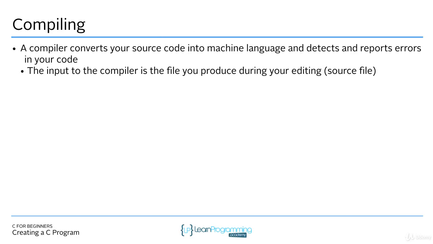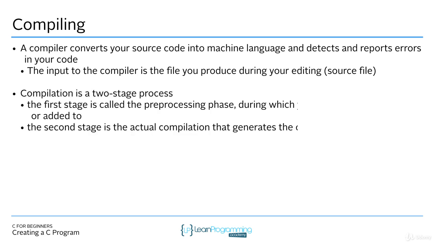Compiling, we know what a compiler does. It just takes that high-level language code and converts it to machine language, and it also detects and finds errors in your code. After you edit your code, you're going to run the compiler. The input to the compiler is going to be all of your source code, all of your .c files, everything that you're editing. And again, a C program can have many source files. But the input to the compiler are these source files.